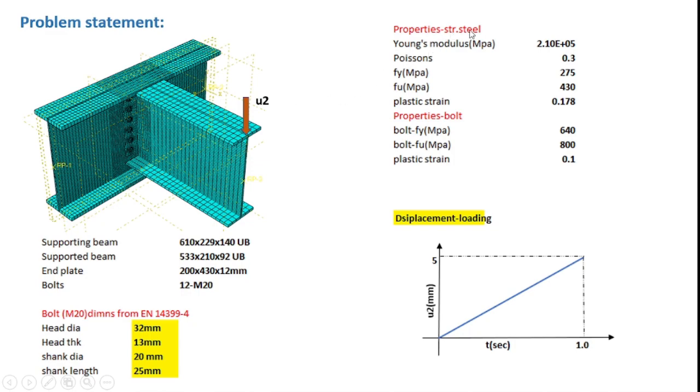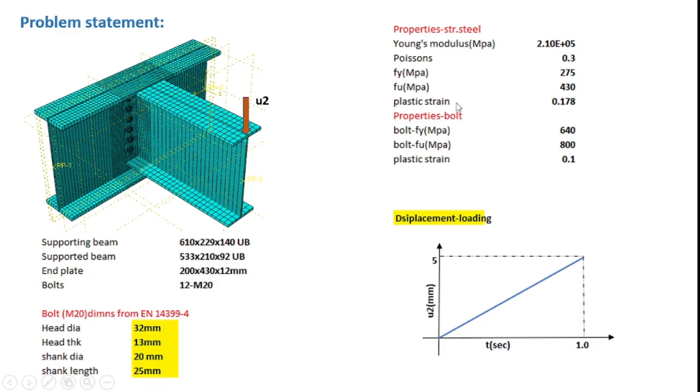The properties of the structural steel and the bolts used are shown here. The Young's modulus of elasticity is 2.1 into 10^5 MPa, and the Poisson's ratio is 0.3. We have used S275 grade steel both for the beams as well as for the end plates. Accordingly, the Fy will be 275 MPa and the ultimate tensile strength will be 430 MPa.